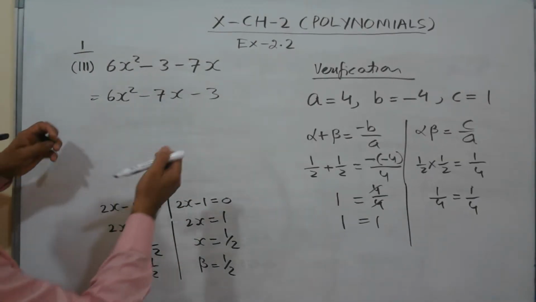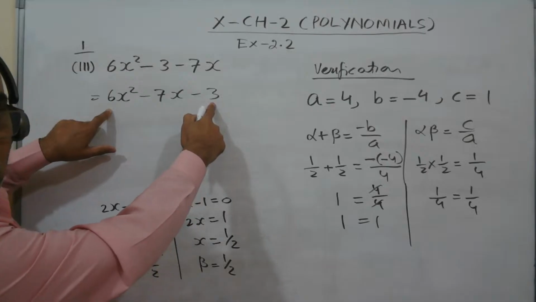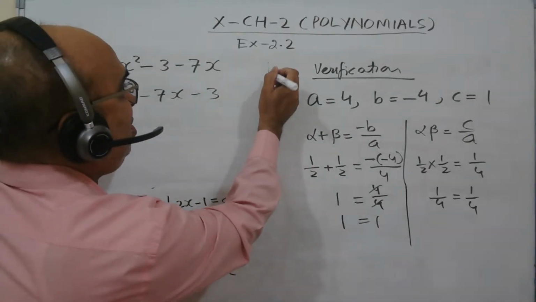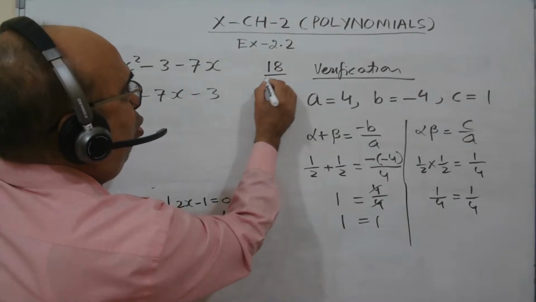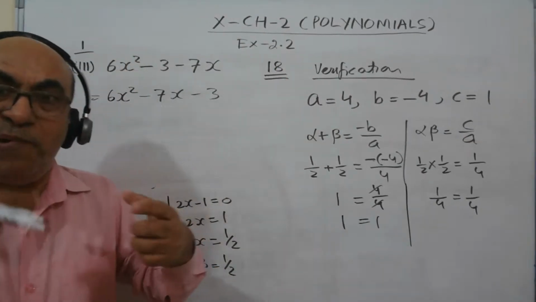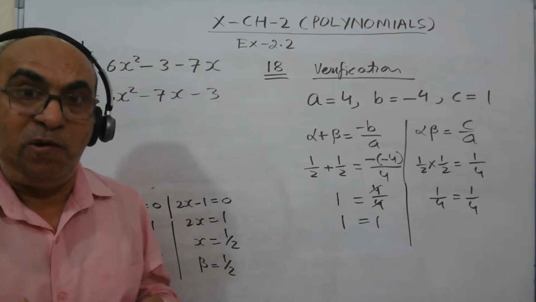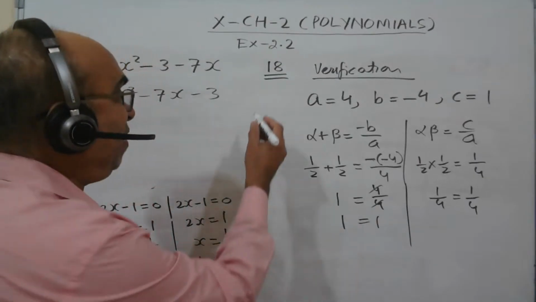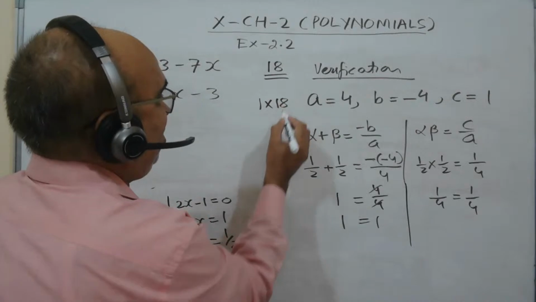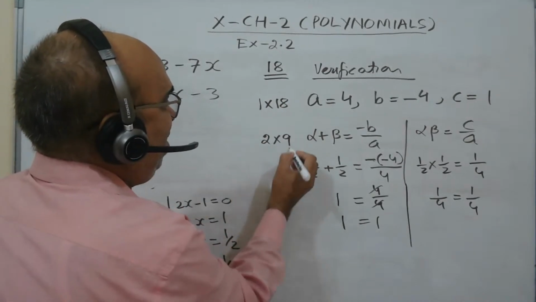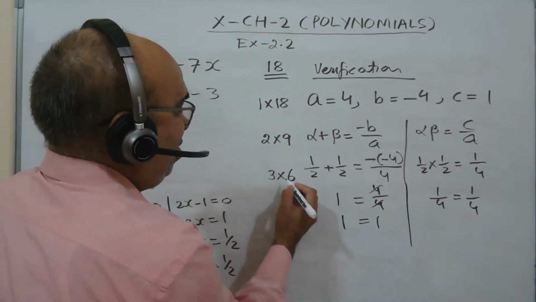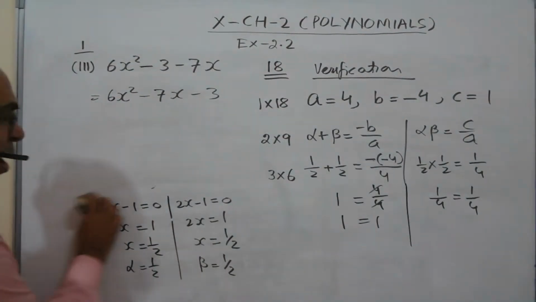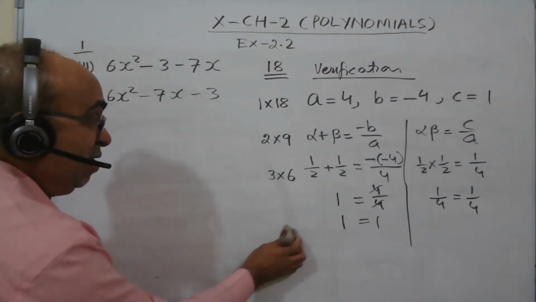Then you have to multiply these two numbers. What is the product? 18. 18 is the product. Recall the pairs of numbers whose product is 18. It's very easy. 1 into 18 is 18, 2 into 9 is 18, 3 into 6 is 18, right? Only 3 pairs. And which pair will we use? There is a rule.